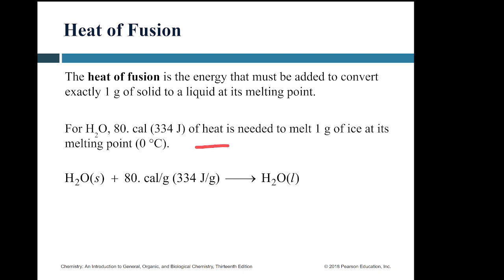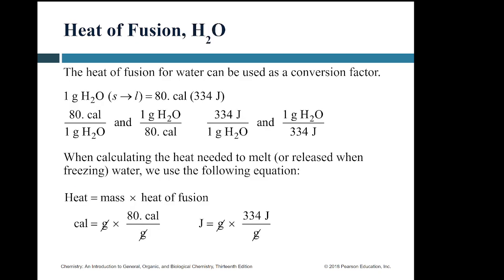So for H2O, the heat of fusion is actually 80 calories, 334 joules. Okay. And again, that would be the energy that's required to melt 1 gram of ice, and this would be at its melting point, which is where the ice would melt. So that right there would actually be what the reaction looks like. So again, the heat of fusion is going from solid to liquid, right? And that is the energy it actually requires to break apart that solid into the liquid form for 1 gram.